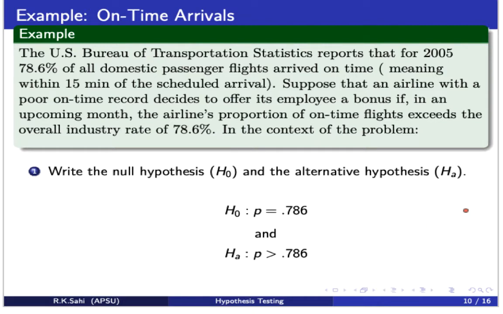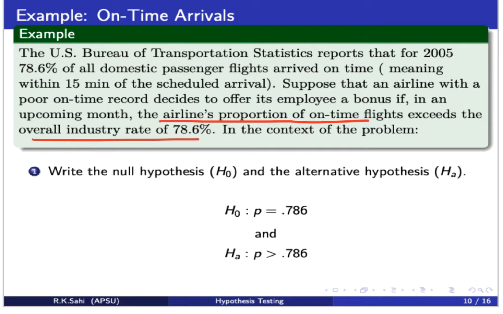Now, this is an example of the US Bureau of Transportation Statistics. It reports that for 2005, 78.6% of all domestic passenger flights arrived on time, meaning within 15 minutes of the scheduled arrival. Suppose that an airline with a poor on-time record decides to offer its employee a bonus if in the upcoming month, the airline's proportion of on-time flights exceeds the overall industry rate of 78.6%.